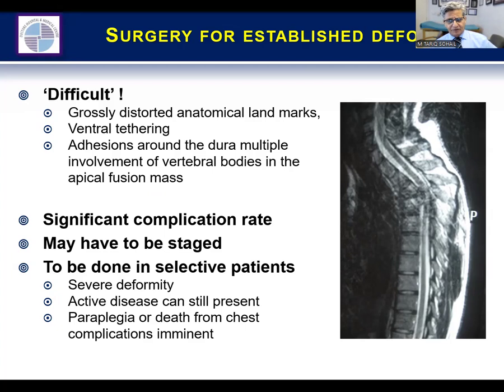And again, not every patient with established deformity in heel tuberculosis is a candidate for surgery. One has to be a little selective. It all depends on the severity of deformity. Active disease, as I said, can still be present, and paraplegia or loss of locomotor mobility can occur in this situation because of further damage to the cord and further ischemic damage to the cord during the process of dissection and correction of deformity.